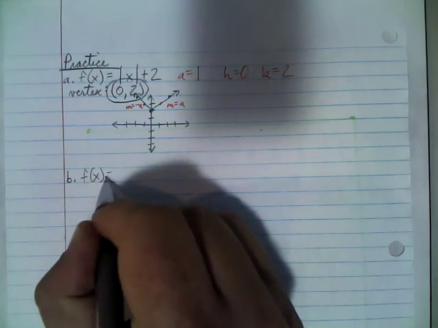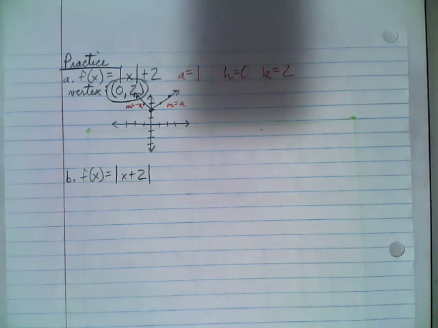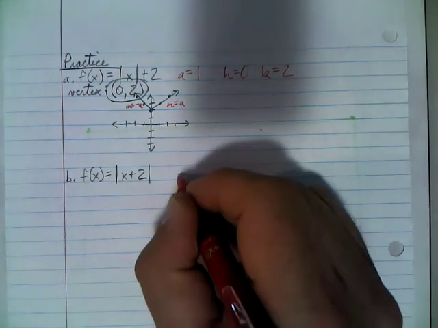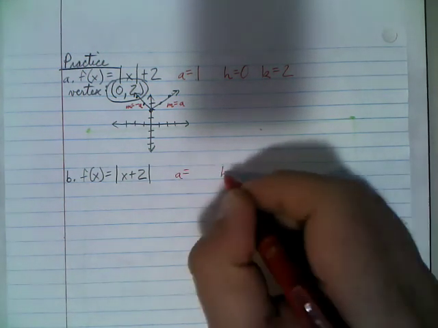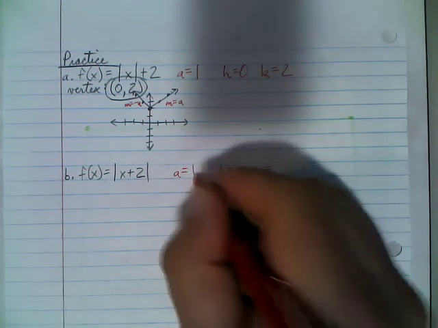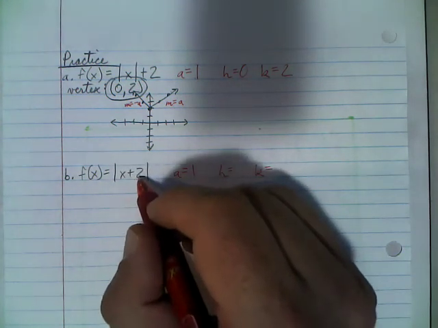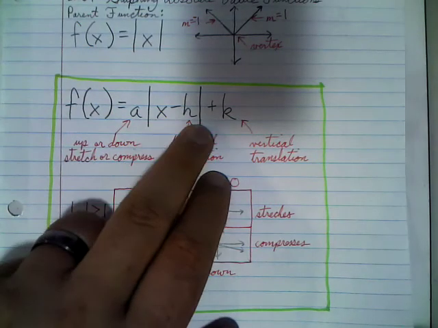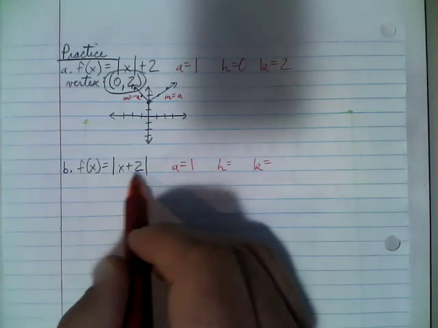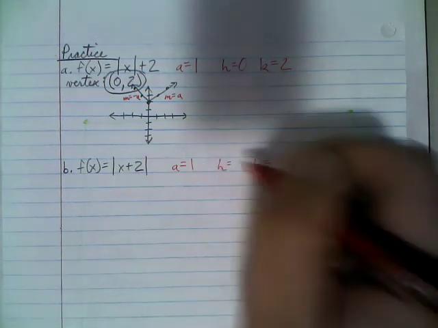So f of x equals the absolute value of x plus 2. So this time my 2 is inside the absolute value. So again, A, H, and K. A again is 1. There's nothing we see there, which means it's really a 1. Now inside the absolute value, we do see a plus 2. If you go back to the formula though, the formula says x minus h. So we have to think of that as subtraction, or you take the opposite of what this is. So if it says plus 2, it's really a negative 2.